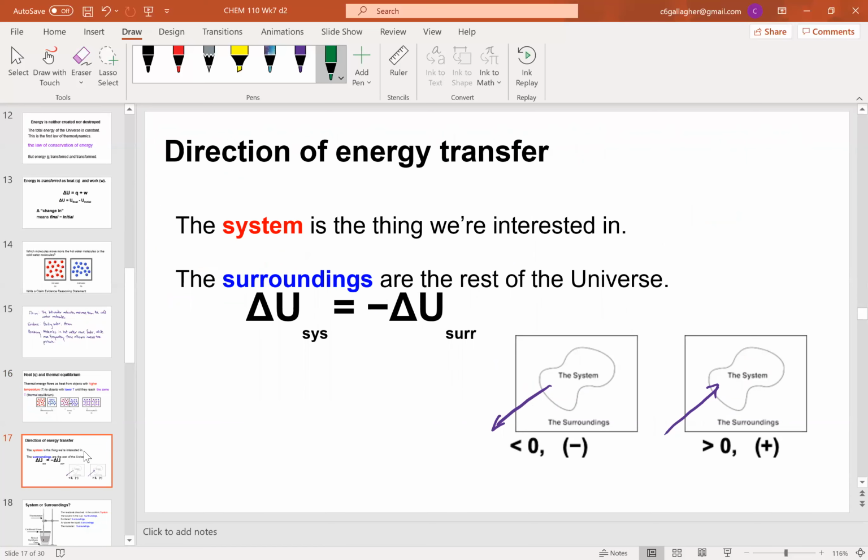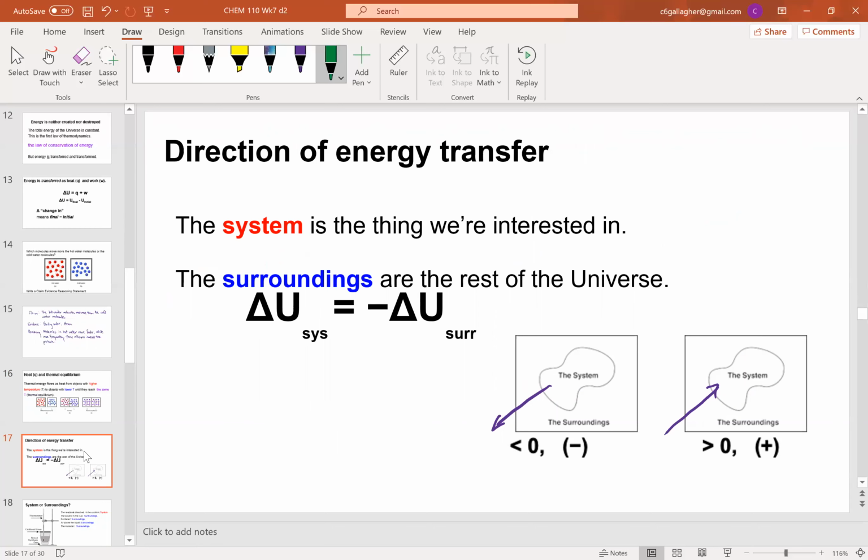That direction of energy transfer then is something that happens to the system, which is the thing that we're interested in, relative to the surroundings. And our surroundings are the rest of the universe. So if we think about the change in energy of a system, it's going to be the result of a change in energy of the surroundings.